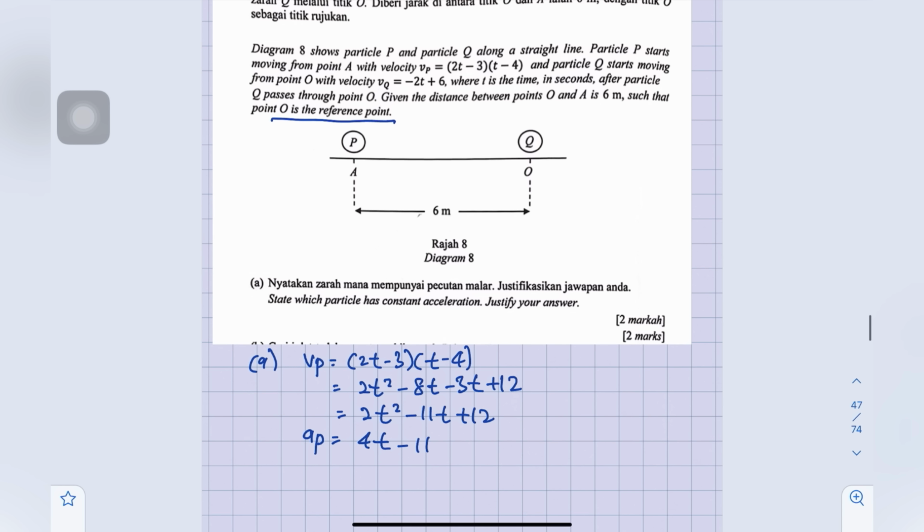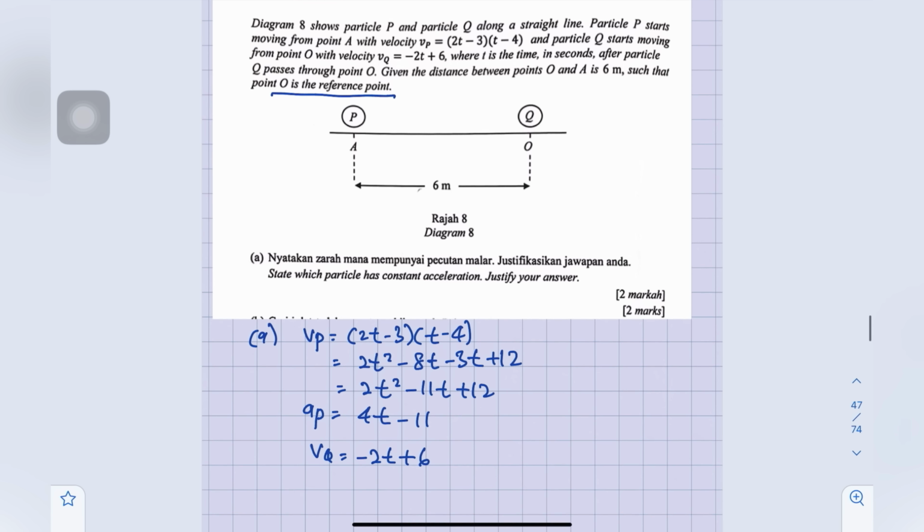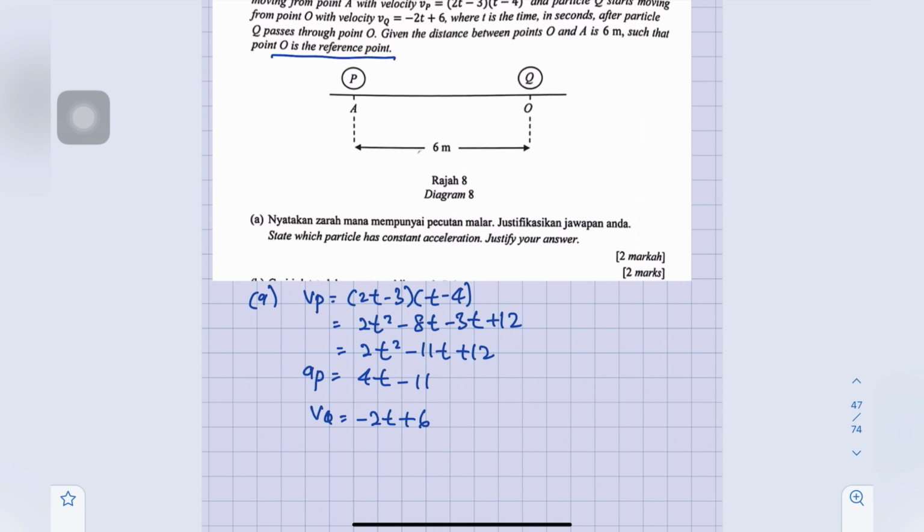So for particle Q, Vq is negative 2t plus 6. So we differentiate to find acceleration of particle Q. So we got negative 2. So negative 2 is constant acceleration. Okay, so particle Q has constant acceleration.